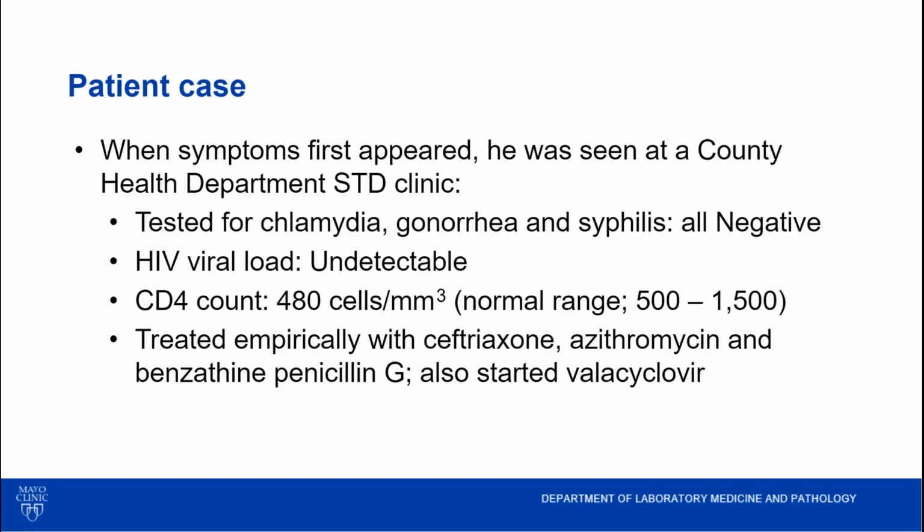I mentioned that this patient was known to be positive for HIV, but at the time of presenting to the county health department STD clinic, his HIV viral load was undetectable. His CD4 count was marginally low, but not extremely low, at 480 cells per cubic millimeter. And without a defined diagnosis, this individual was treated empirically with ceftriaxone, azithromycin, and penicillin. He was also started on valacyclovir for possible HSV infection.